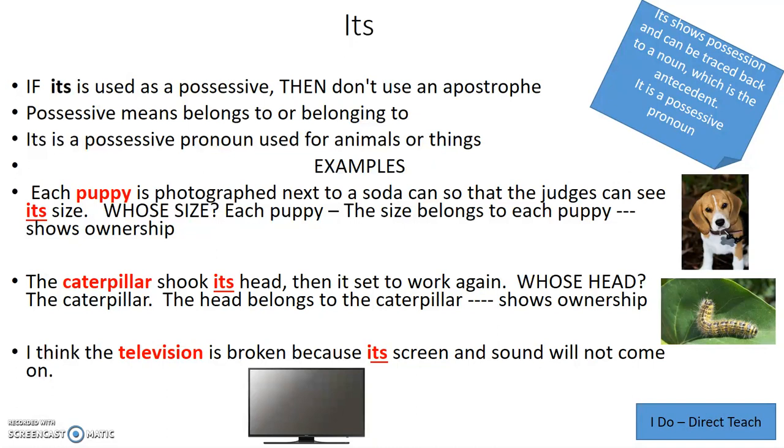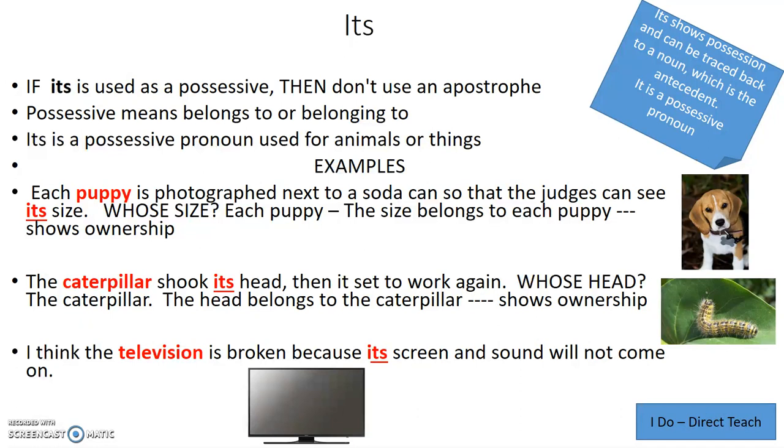Let's look at the next example. The caterpillar shook its head, then it set to work again. Whose head? The caterpillar's head. The head belongs to the caterpillar. Again, the word shows ownership. It's talking about an animal, the caterpillar, so we know we use the word its without an apostrophe.